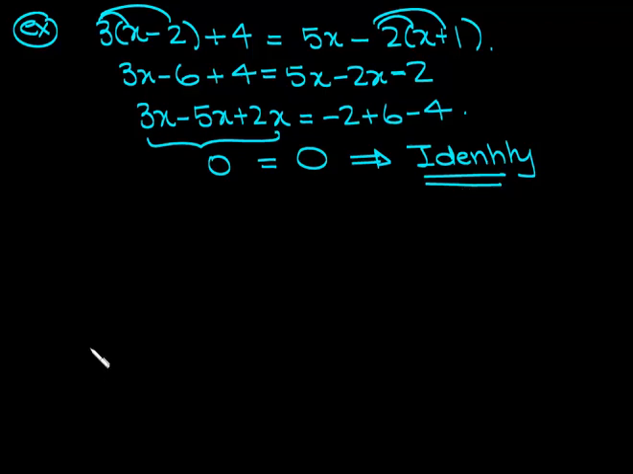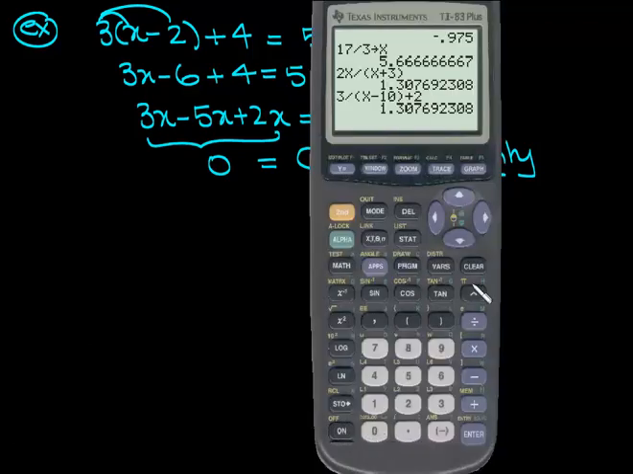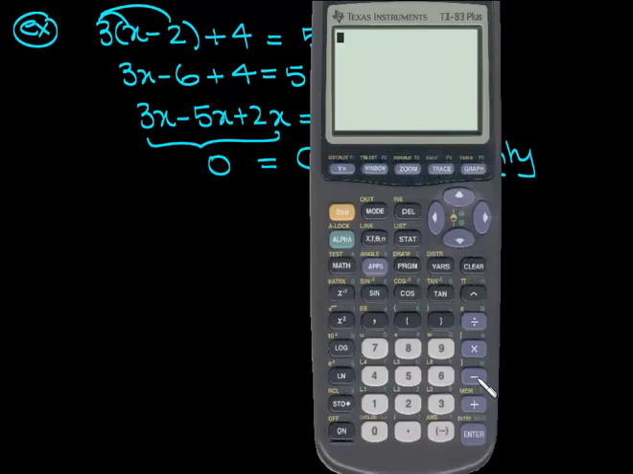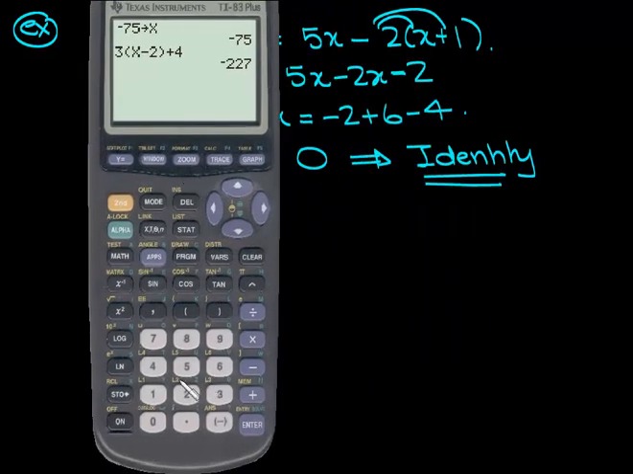So let me go ahead and prove that to you. Okay, so let's go ahead and pick a value of x and try it on a calculator. So we'll try two values just to prove it. So let's pick something really odd. Minus 75. Oops, clear. Minus 75, we want to use, sorry about that, store x. So I'm going to plug that in. So I have 3 parentheses x minus 2 plus 4. That gives me negative 227. And on the right I have 5x minus 2 times x plus 1. That gives me negative 227.